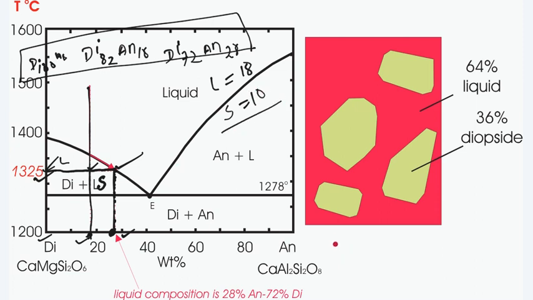Now you can calculate the percentage of liquid by liquid divided by liquid plus solid, times 100, and solid divided by liquid plus solid, times 100. Take the composition differences and apply this formula, and you will get how much liquid and how much solid are formed at any point on the liquidus curve. Understood?